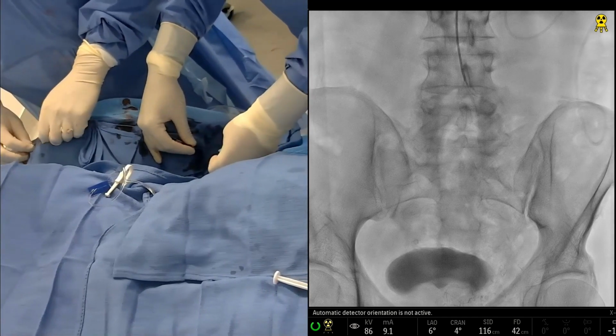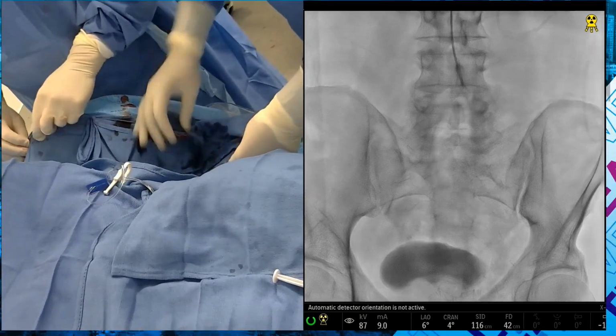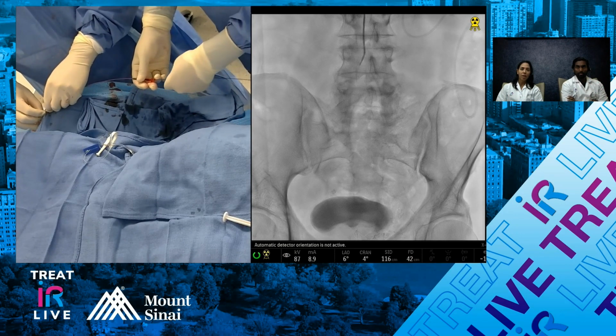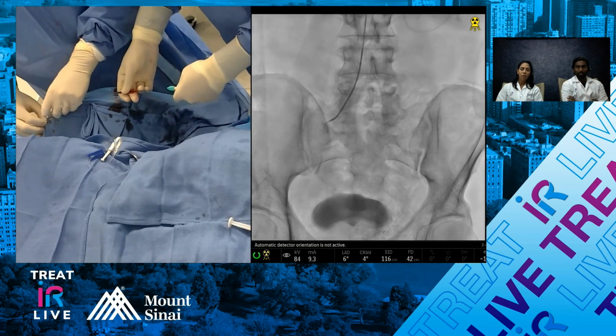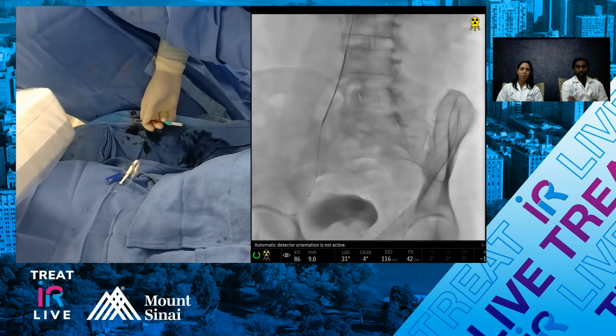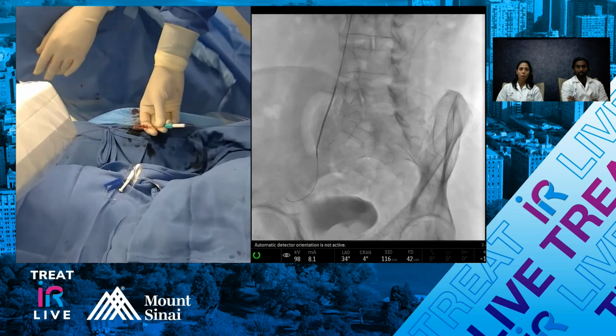I think, guys, it's a perfect segue to talk about the rates of recurrence and what data we have. Obviously we're not there yet in terms of data for recurrence after glue embolization, but maybe you can speak to what we know so far.